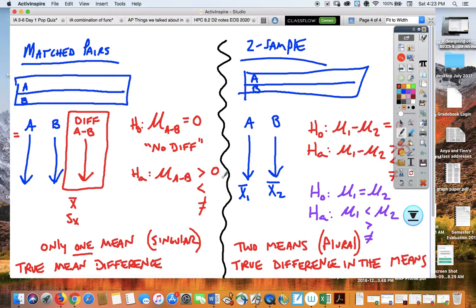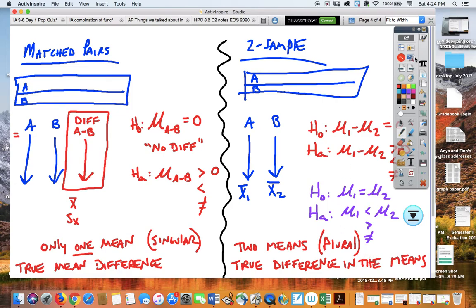Okay, so with matched pairs, you're interested in the third list of the differences. Your hypotheses only involve one mu. Your writing is talking about a singular, only one mean. If it's two sample, you're going to have two separate lists. You're going to have two separate means. When you write your hypotheses, you're going to have two mu's. Two means is plural. Make sure that your writing is indicating that you've got the difference in two different means.